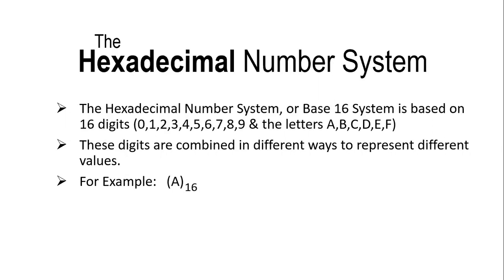Base 16 shows that the number is in the hexadecimal number system. And one more thing: the letters A, B, C, D, E, F come only in the hexadecimal number system, not in any other. So we can say the number in the example is given in base 16, which means the hexadecimal number system.